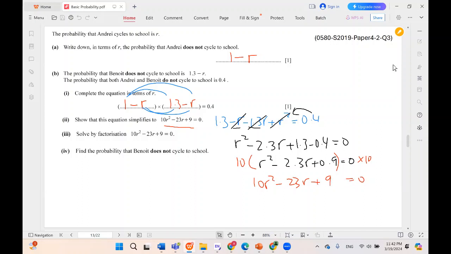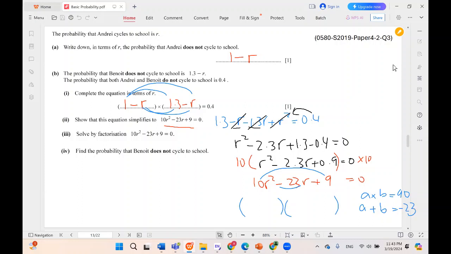And now we have arrived at triple I, where we are required to solve this by factorization. So we're looking at two numbers which, multiplied by each other, would give us 90. So A times B equals 90. And then A plus B equals negative 23.